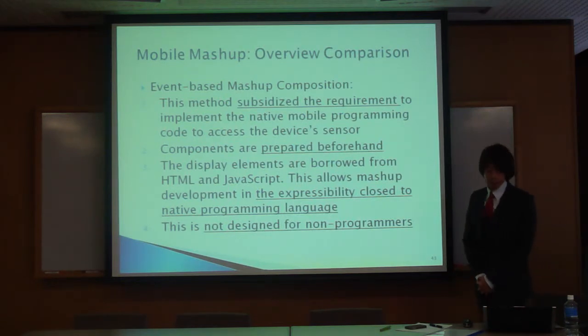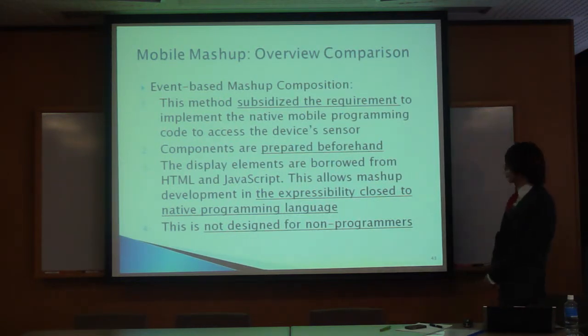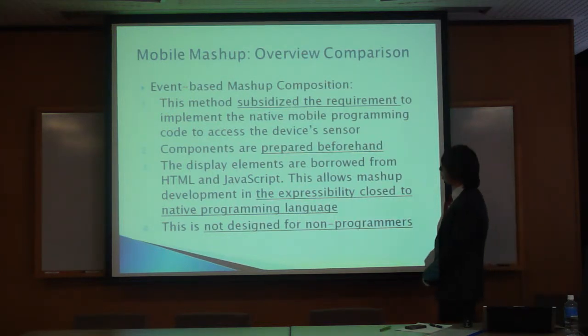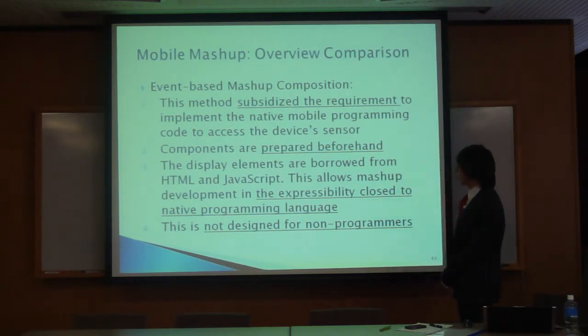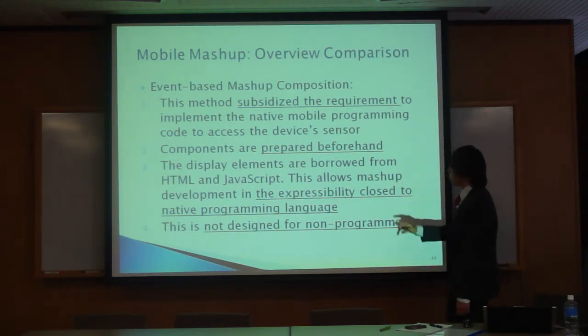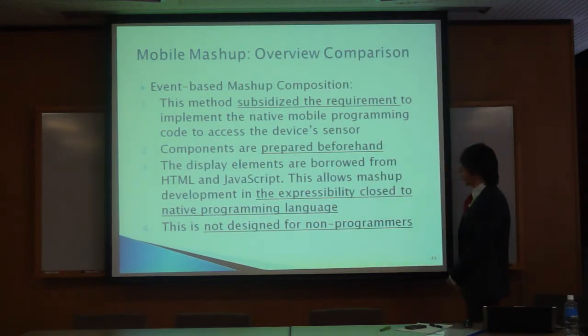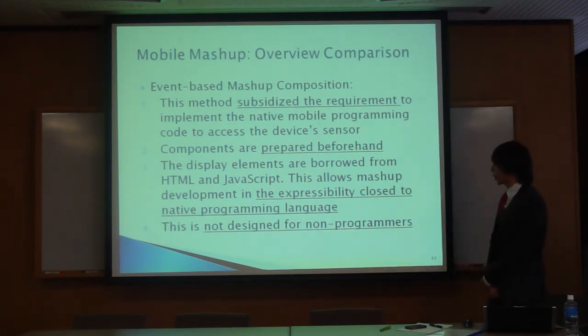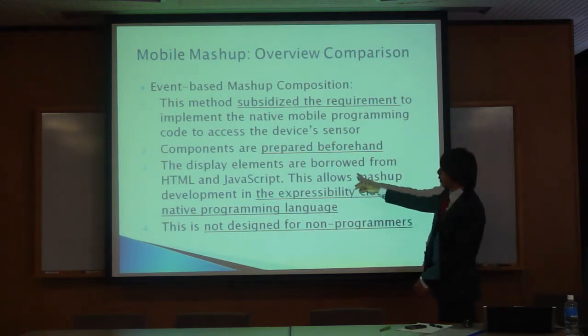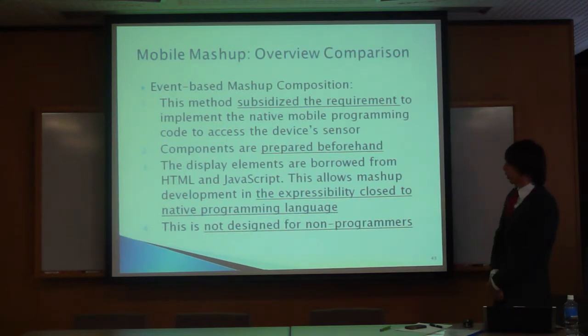But for the event-based mashup composition, this method removes the requirement to implement native mobile programming code to access the device sensors. So you don't have to implement the part that accesses the device sensors, but the components have to be prepared beforehand, and the display elements are borrowed from HTML and JavaScript. So this allows mashup development for the GUI with expressibility close to a native programming language. But this is not designed for non-programmers because you have to integrate the component inside the HTML and JavaScript context.